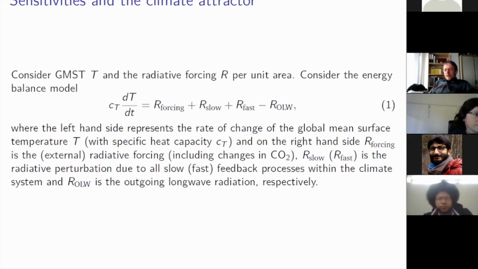So if you want to understand at a theoretical level what's going on in sensitivity, then you probably want to look at an energy balance model such as this, where the rate of change of the mean surface temperature is a response to a variety of different fluxes in and out. So you've got forcing, which is external radiative forcing from the sun. You have slow and fast feedback processes, and then you have the outgoing long wave radiation.